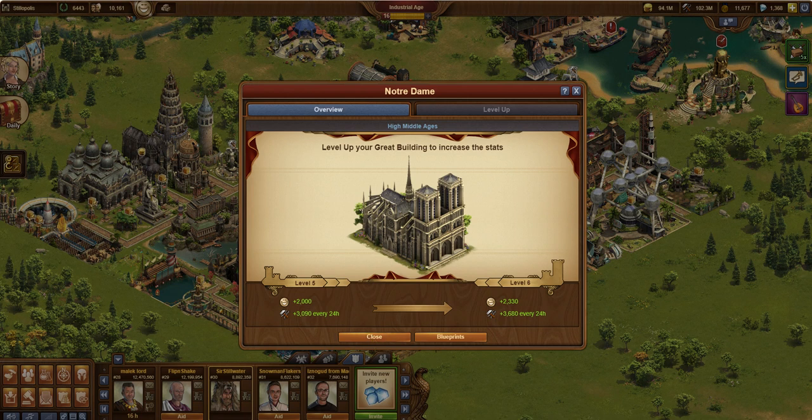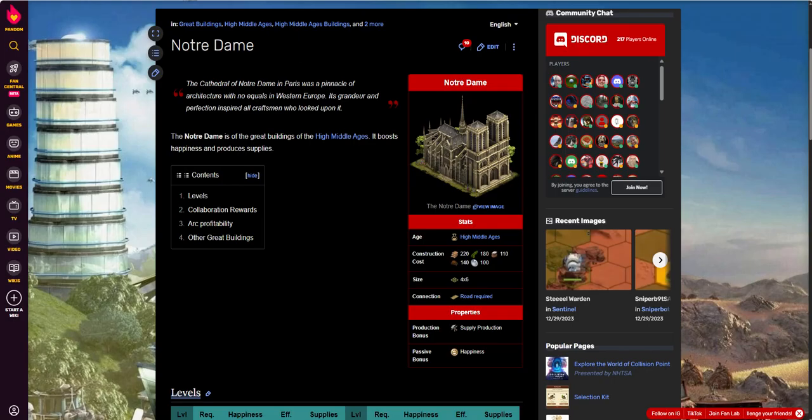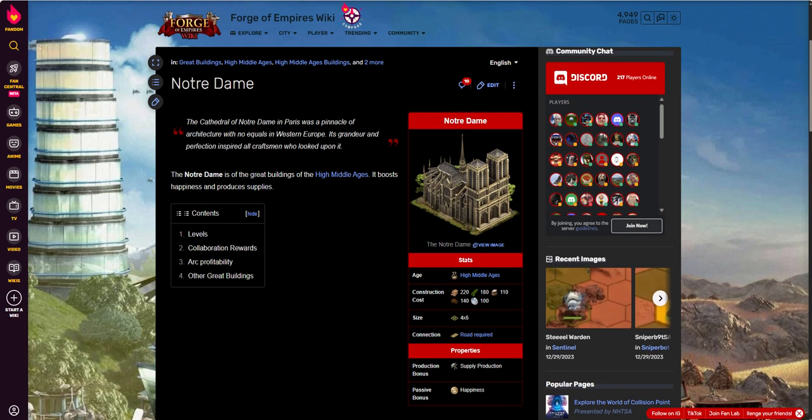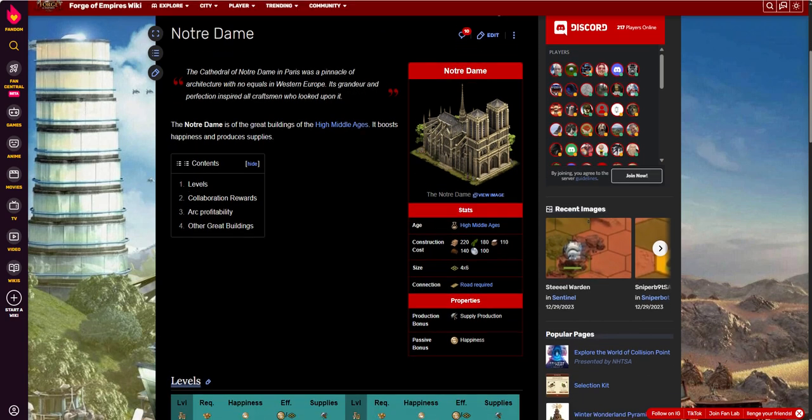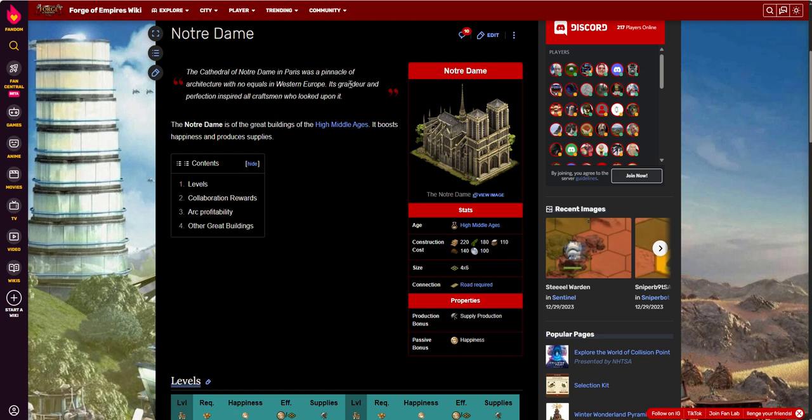So let me jump on over and take a look at what we have. Again, this is from the forgeofempires.fandom.com wiki. The Notre Dame. The Cathedral of Notre Dame in Paris was the pinnacle of architecture. Well, it still is. They're working on rebuilding it. With no equals in Western Europe, its grandeur and perfection inspired all craftsmen who looked upon it. It looks beautiful. I've never been there, but it looks really incredible.